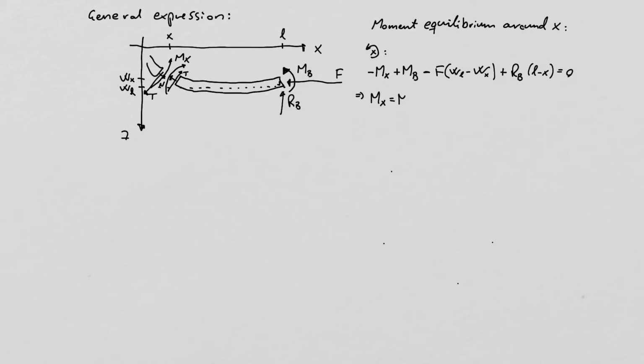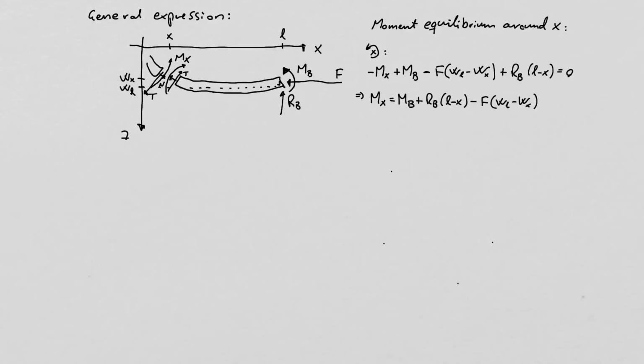We can use that to express our moment Mx. So we just reorder our equation here. MB plus RB times (L minus X) minus F times (WL minus WX), like this.